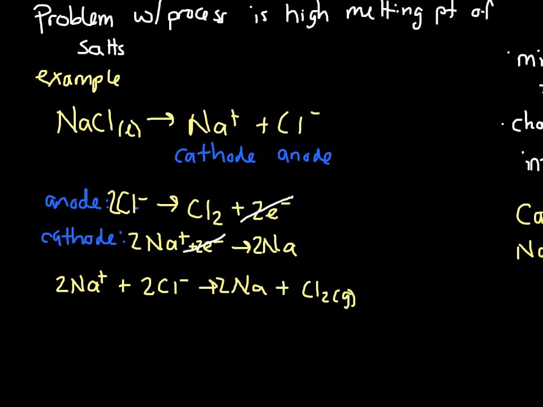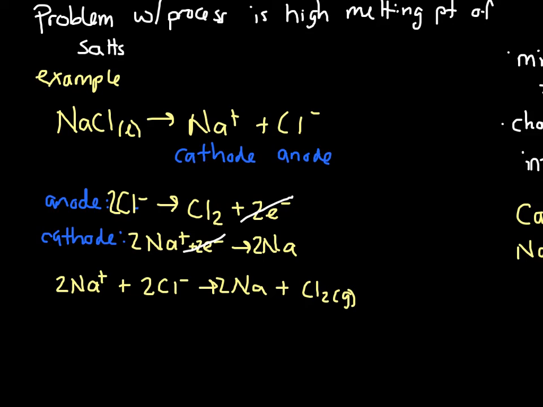What are observed changes? Well, because chlorine is a gas in its natural state, we're going to see bubbling at the anode. And because of sodium, we're going to start to see sodium collect, and you're going to see a silver precipitate, essentially, at the electrode for the cathode side.